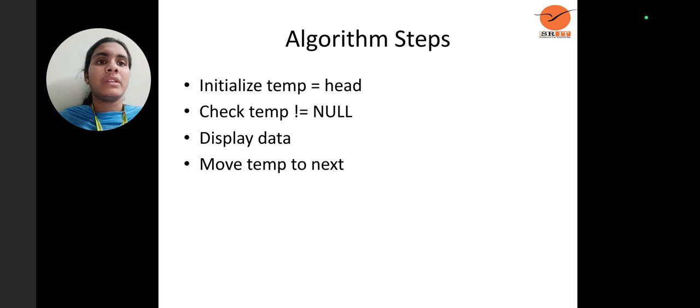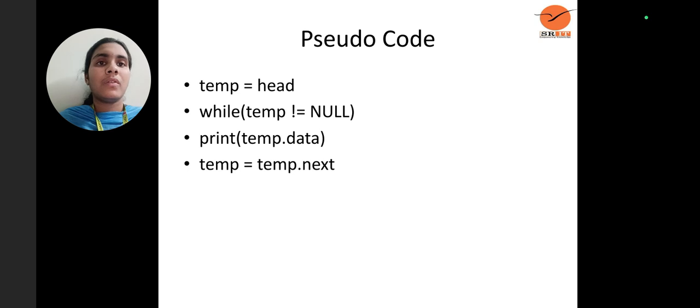Algorithm steps for traversal in a singly linked list. Initialize temp equals head. Check temp is not equal to null. Then display the data and move temp to next. Pseudocode: temp equals head, then enter the while loop while temp not equal to null. Print temp data and then temp equals temp next.